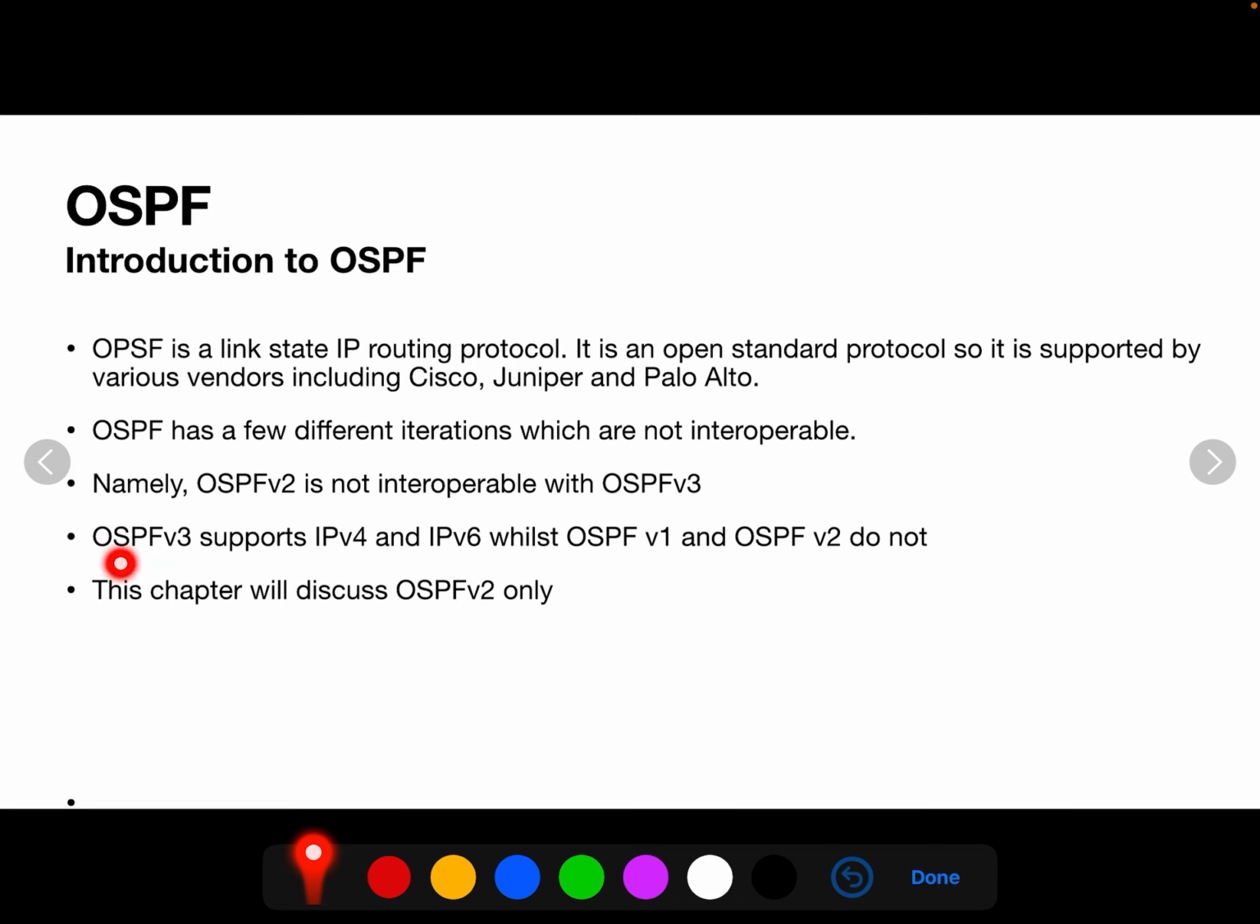Now, OSPF version 3 supports IPv4 and IPv6, while OSPF version 1 and 2 do not. It's something very, very important, one of the key differences between version 3 and versions 2 and 1. This chapter will discuss OSPF version 2 only unless I specifically mention otherwise.